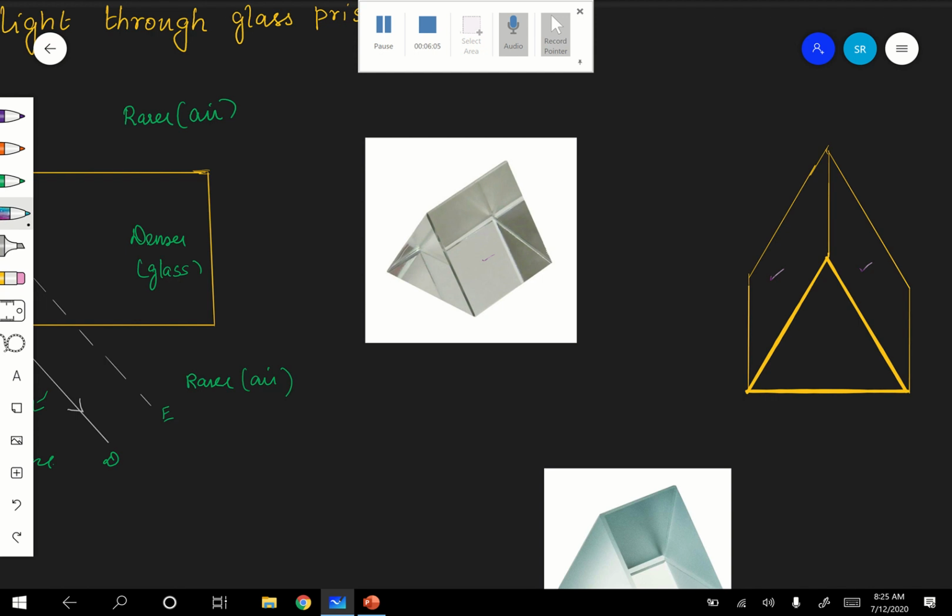Two plane faces. Let me give the name. Actually, this is the prism. Okay, here it is a prism. This is the prism.